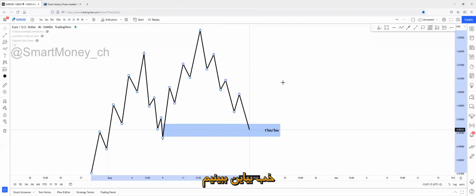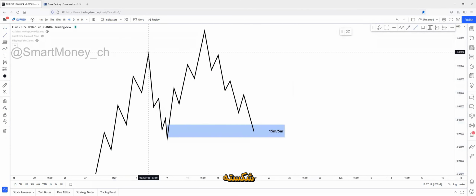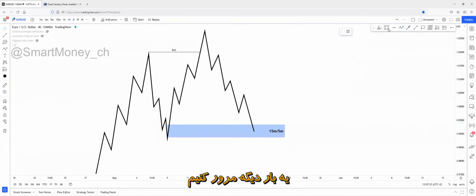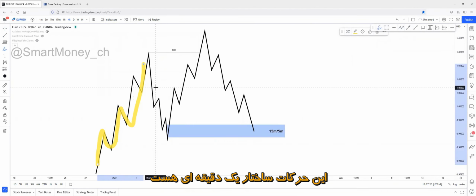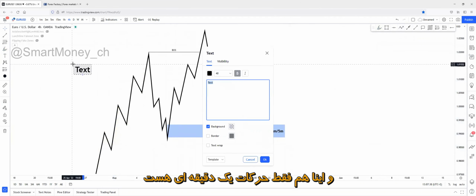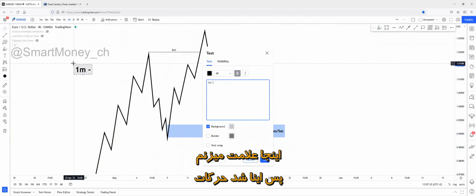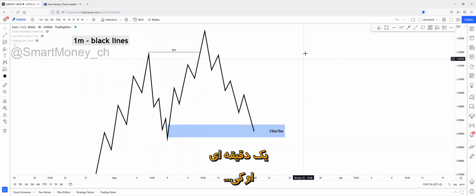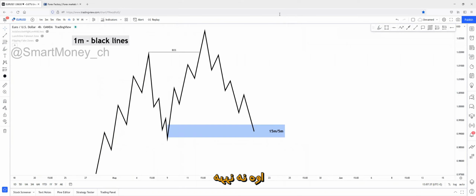And let's see. Here was a 15-minute break of structure to the upside. And once again, these arrow movements are 1-minute movements. Okay, so these aren't 15-minute movements. These are only 1-minute movements, and I will mark it right here. But these are 1-minute movements.